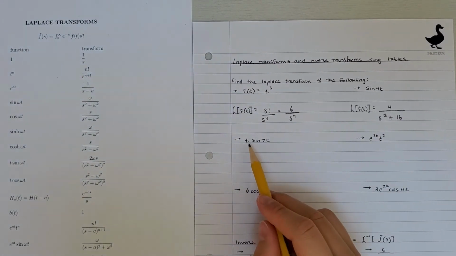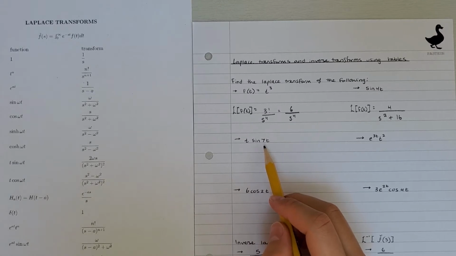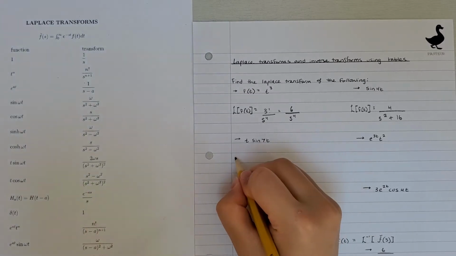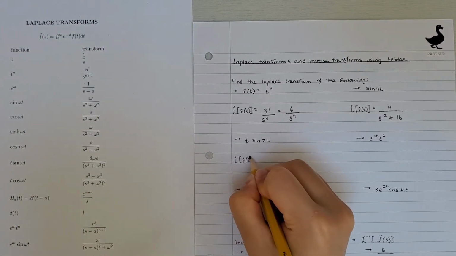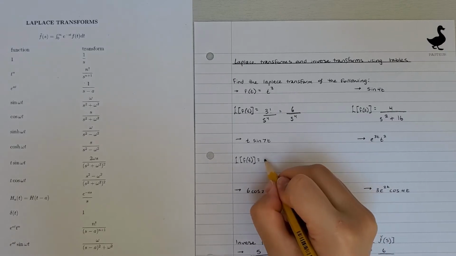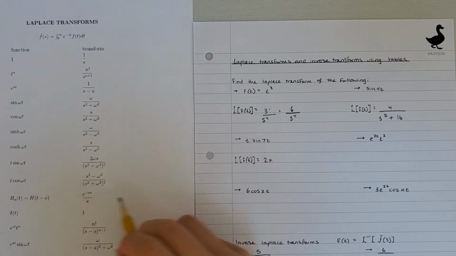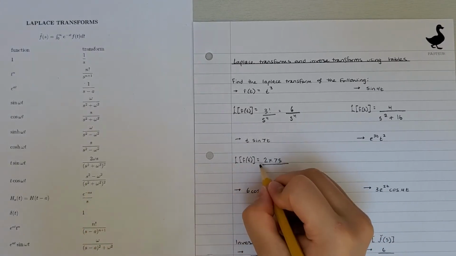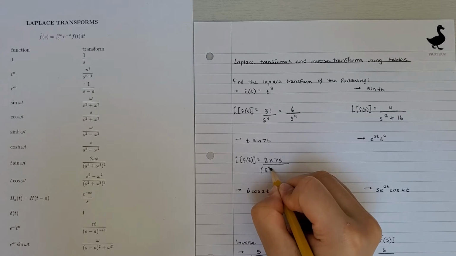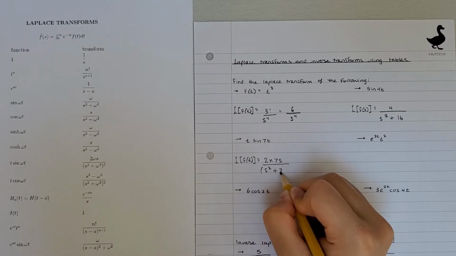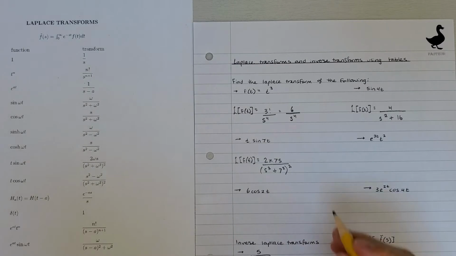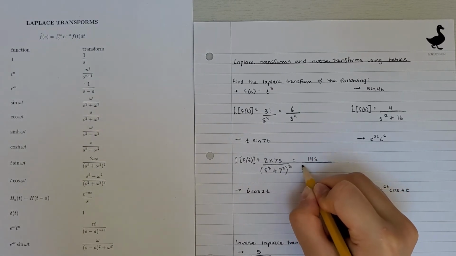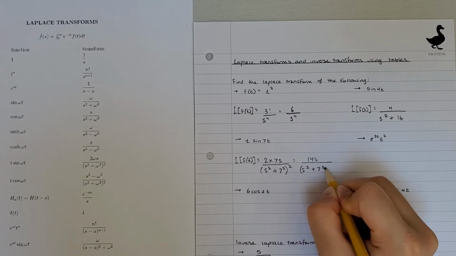If we keep going, we have t sine 7t. So the Laplace transform is 2 times 7s all divided by s squared plus 7 squared, and that whole thing is squared too. So we have 14s divided by s squared plus 7 squared, all squared.